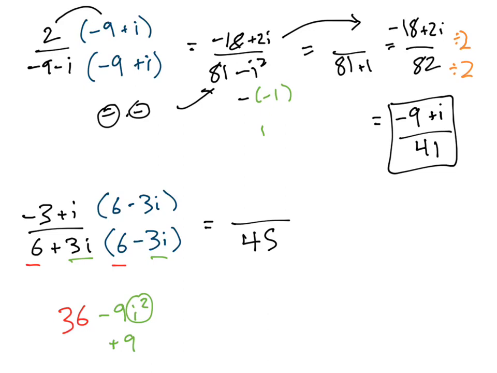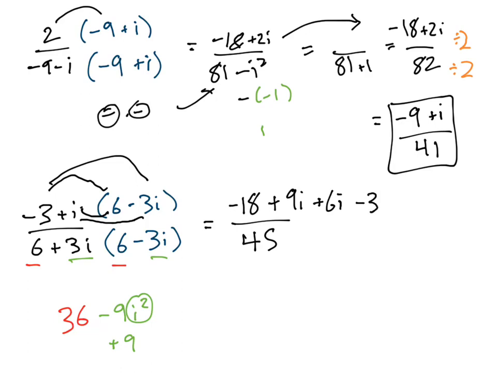In the numerator, we've got negative 3 times 6, giving us negative 18. Negative 3 times negative 3i is positive 9i. Negative times negative is positive. i times 6 is 6i. And i times negative 3i is negative 3i squared. And there's our friend i squared again, which is equal to negative 1. So negative 3i squared is the same as positive 3.